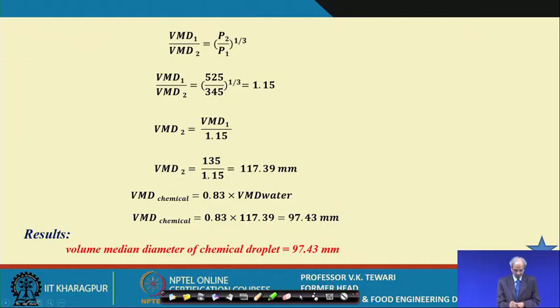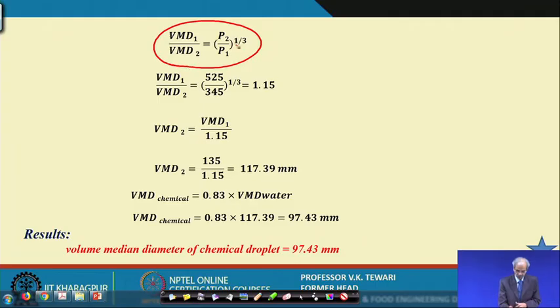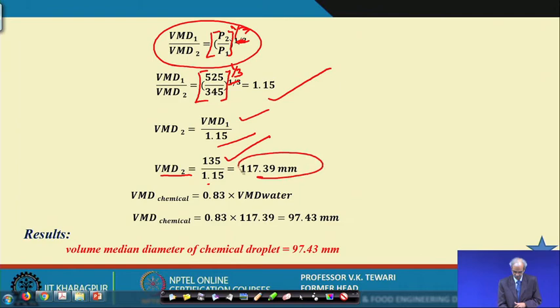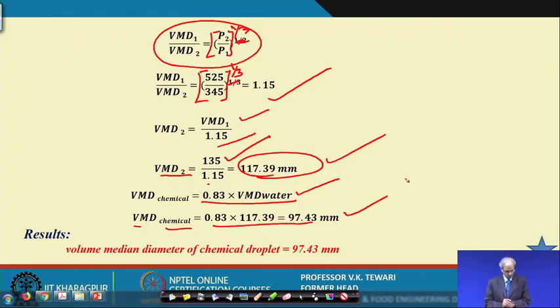So, you had this volume median diameter d1 by d2, which was given to you. You might have checked, this is of hole actually 1 3 here. Okay, so this is what you get. So, VMD2 is VMD1 by this. VMD1 was given to you, so VMD2 is just this value. So, VMD2 of the chemical will be this times that of water. So, the volume median diameter of the chemical droplet is 97.43 millimeter.